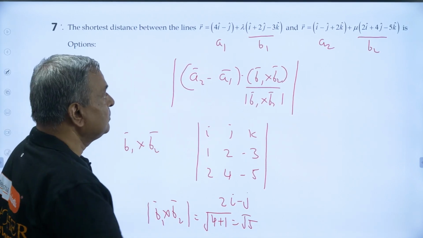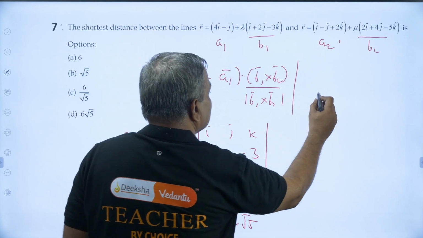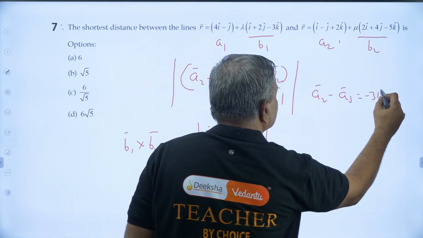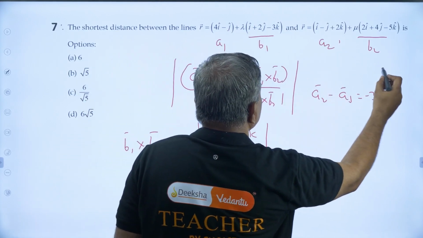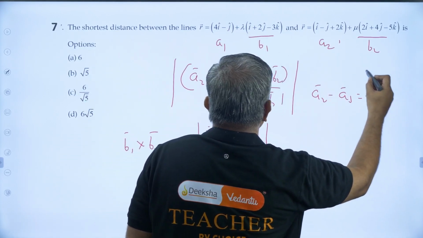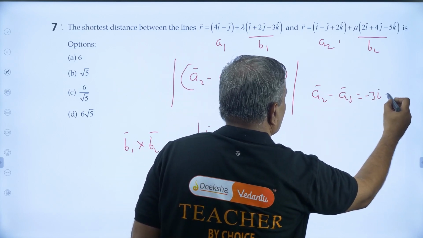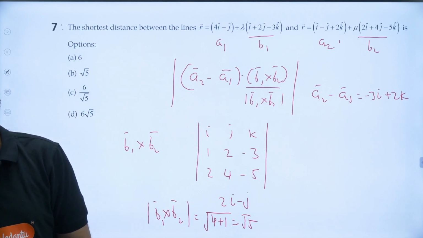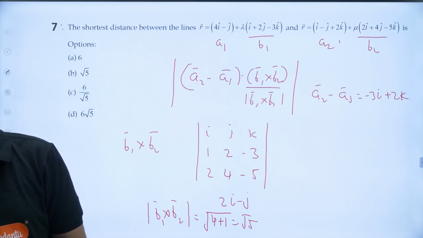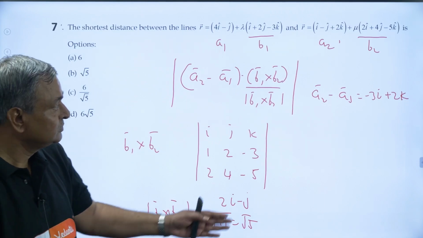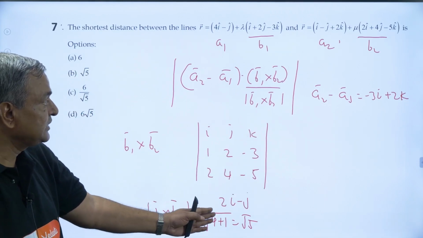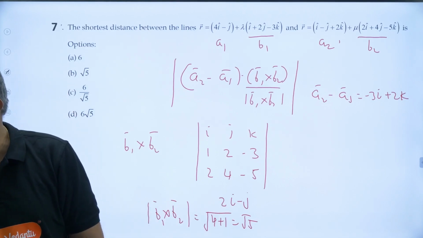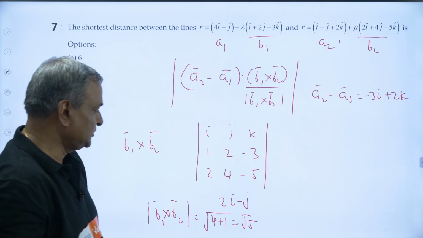So now what is A2 minus A1? A2 i minus 4i. So A2 minus A1 is equal to minus 3i. Next minus j minus j, minus minus plus j, and this is 2k plus 2k. So A2 minus A1 is minus 3i plus 2k. Then you take the dot product of it. When you take the dot product of these vectors, you get minus 6. Dot product you get as minus 6.